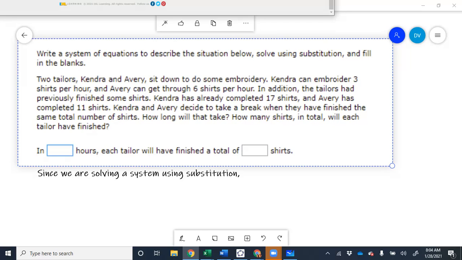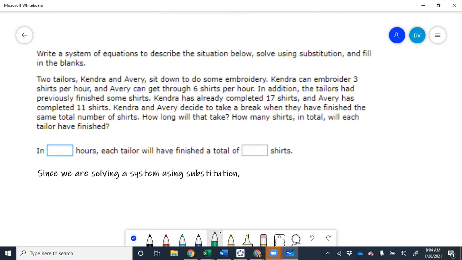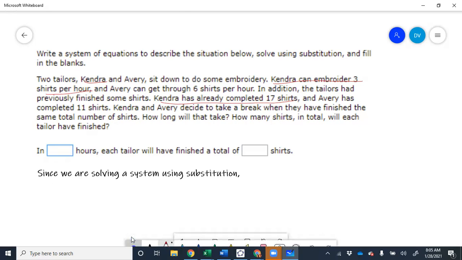So let's use, like we normally do, a couple of different colors. Maybe for one of the tailors, let's use red. Let's use that for Kendra. Kendra can embroider 3 shirts per hour, and it also says Kendra has already completed 17 shirts. By the way, like when we had a graph, we're going to use 2 variables. So let me finish writing some notes here.